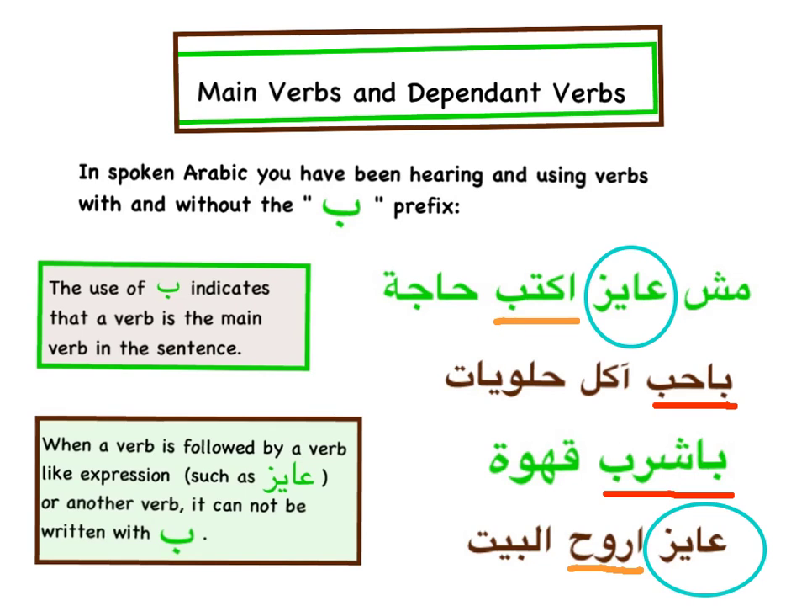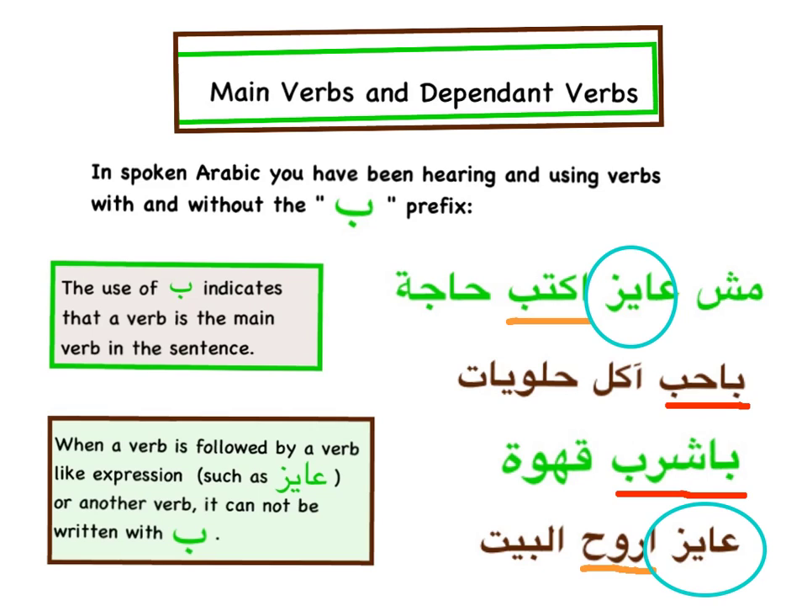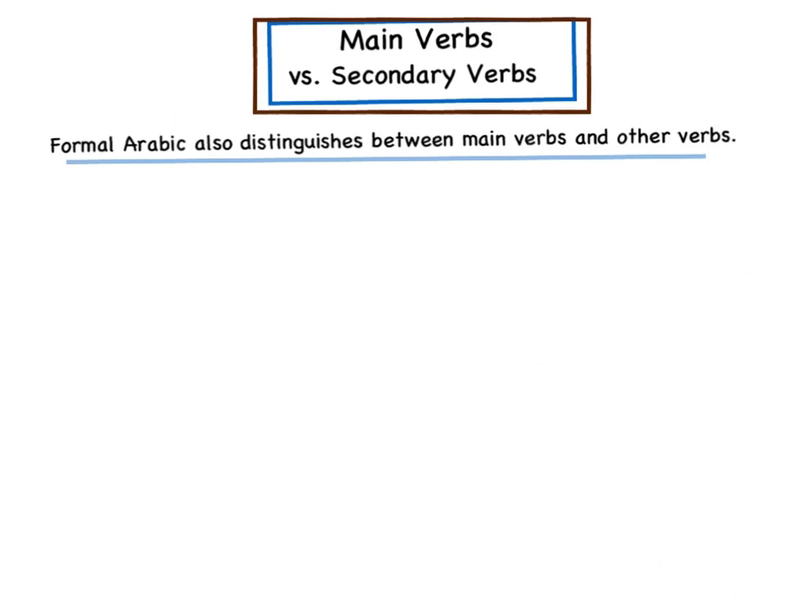So another example, عايز أروح البيت. I want to go home. عايز, I want, and the verb after it does not take ب. Example with ب, بشرب قهوة or قهوة in standard Arabic. I'm drinking or I drink coffee. بحب أكل حلويات again. أحب is a main verb, so it takes ب. بشرب is a main verb, so it takes ب.